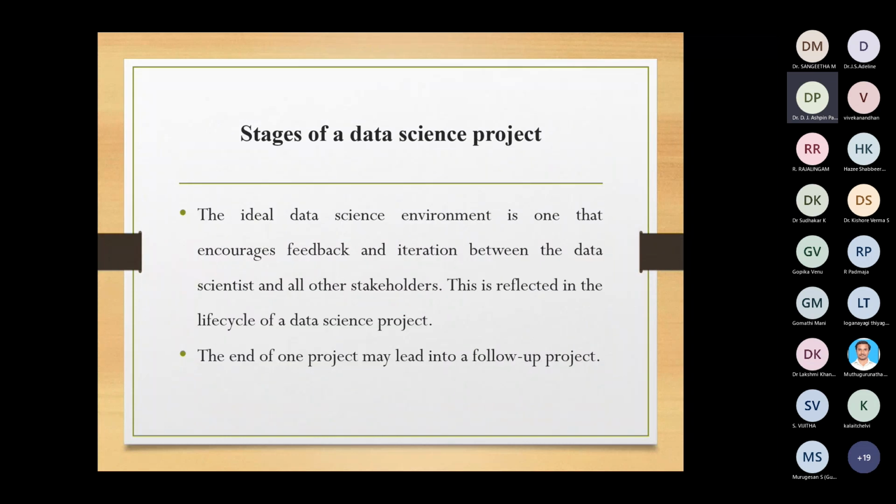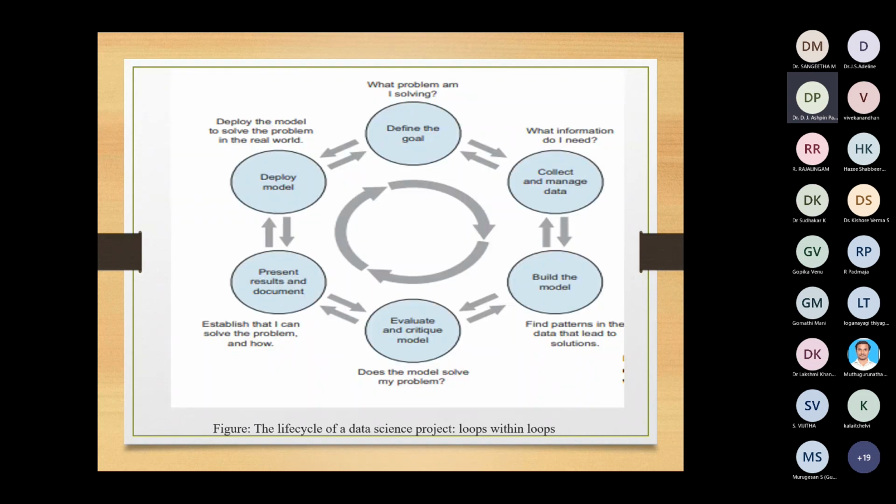Let us move on to the stages of a data science project. This is the life cycle of a data science project. You see this diagram. Every data science project is an iterative process because feedback is encouraged, and that is reflected in the life cycle. All data science projects have all of these stages. There are six stages. First is defining the goal. Second is collecting and managing data. Third is building the model, then evaluating and critiquing the model, then presenting results and documenting, and the last one is deploying the model.